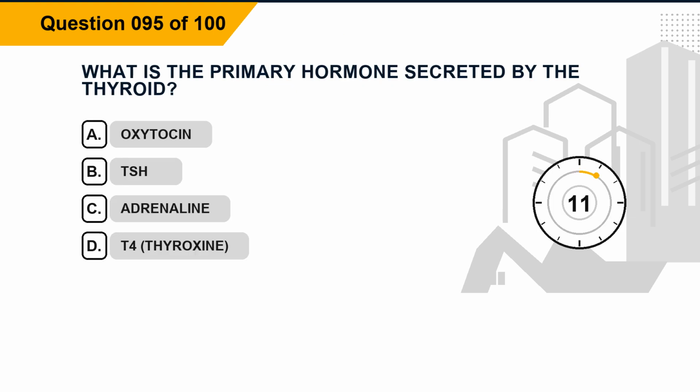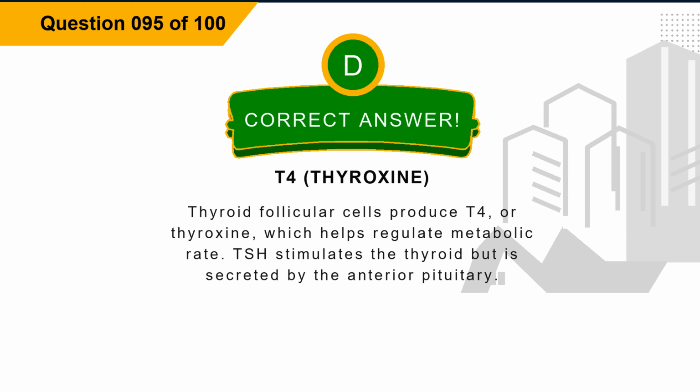Question 95. What is the primary hormone secreted by the thyroid? Option A, oxytocin. Option B, TSH. Option C, adrenaline. Option D, T4, thyroxine. The correct answer is option D, T4, thyroxine. Explanation: thyroid follicular cells produce T4, or thyroxine, which helps regulate metabolic rate. TSH stimulates the thyroid but is secreted by the anterior pituitary.